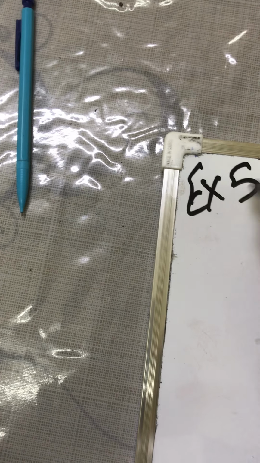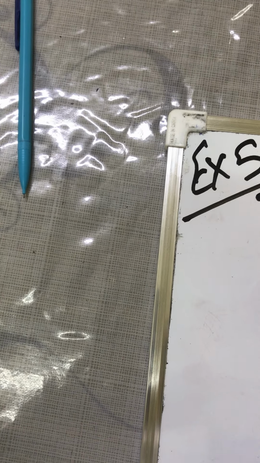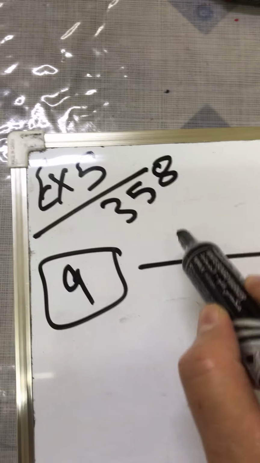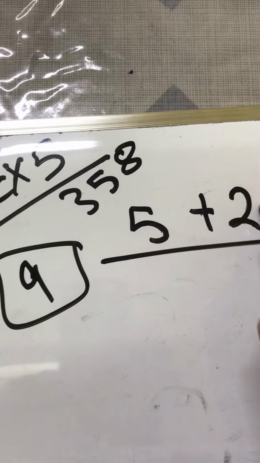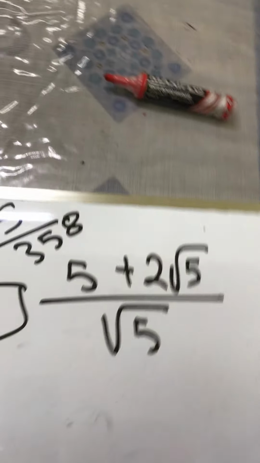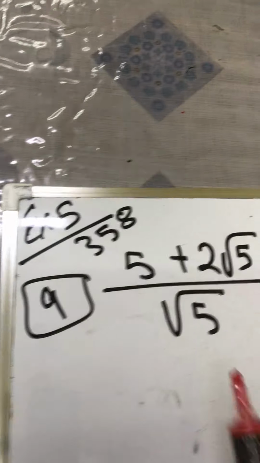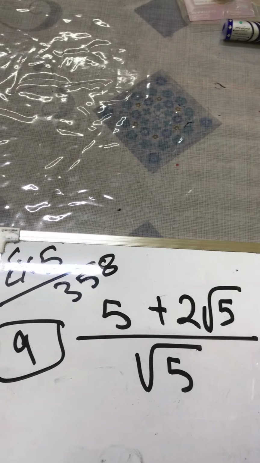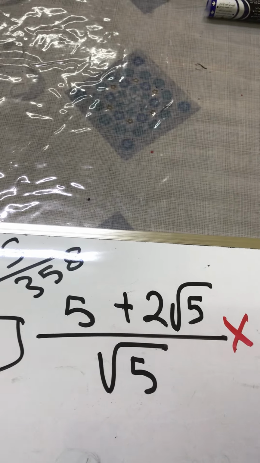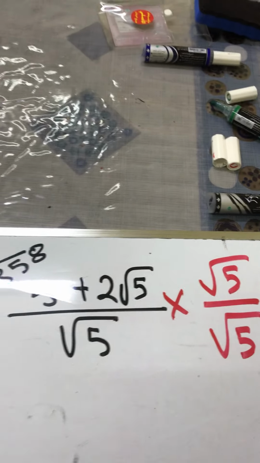Okay, I am still in exercise 5, page 358, question number 9. Yes, yalla, try with me. 5 plus 2 square root of 5 over 5. I want to rationalize this fraction. So I'll multiply by square root of 5 up and down only, very easy, as you see.